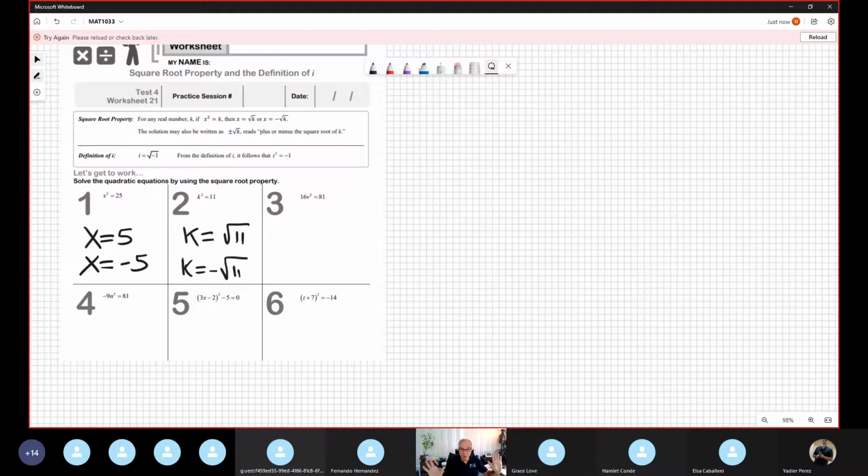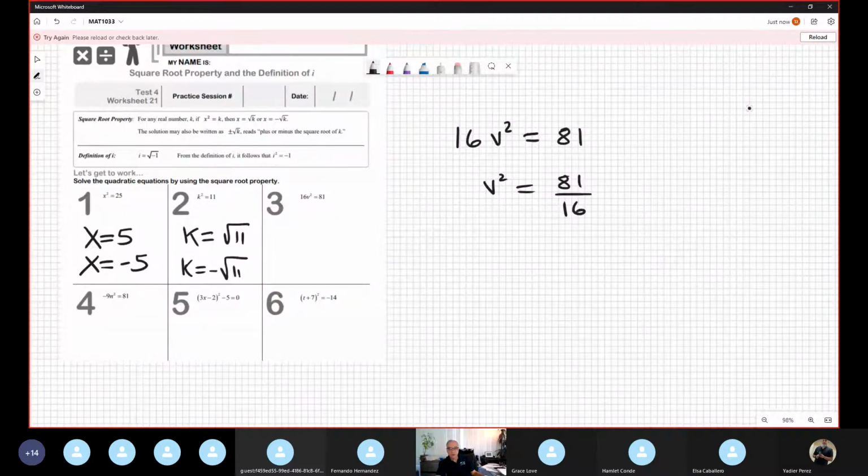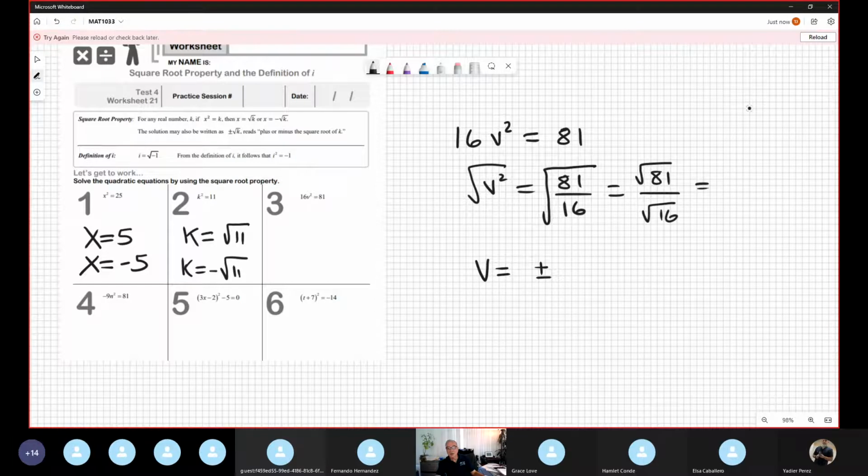Okay, number 3 now is 16b squared equal 81. You isolate the variable: b squared is equal to 81 divided by 16. The 16 is multiplying here, and on the other side it goes dividing. And now apply square root both sides. b alone is equal, don't forget plus or minus, and you separate square root of 81, which is 9, and square root of 16, which is 4. So it's plus or minus 9 over 4. We have the solution, no?